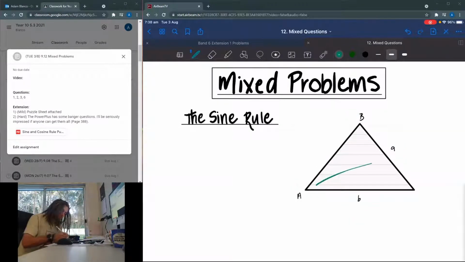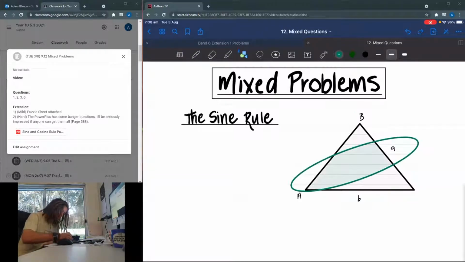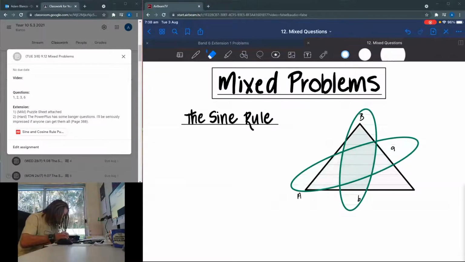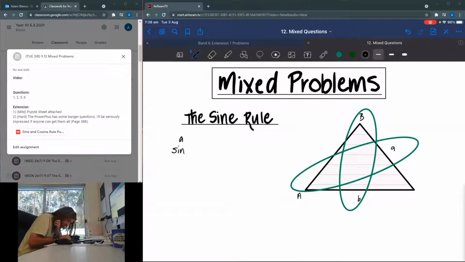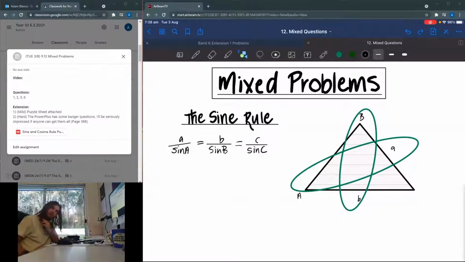So you just need to be able to draw that. I've seen some people draw it differently, that's perfectly fine as well, but I generally just draw that. If I can draw that around all my information, then I know that I can use the sine rule. The sine rule goes a on sine A equals b on sine B, and then if you wanted, c on sine C, but that part's not really necessary. Okay, and that's where we use the sine rule.